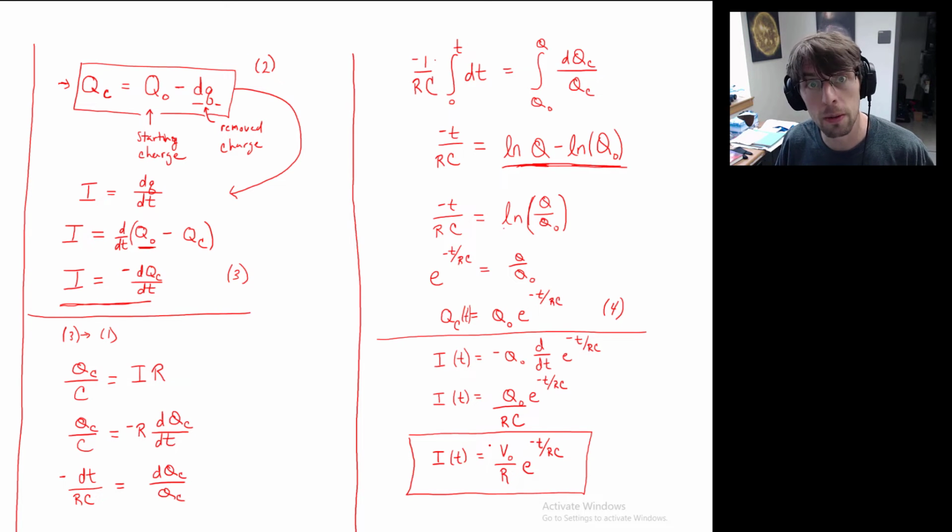So there's one bit. And of course, once you have the charge on the capacitor, if you'd prefer, you could get the potential drop across the capacitor. It's still going to be an exponential decay. Cool. Well, let's go for another round here. Let's go for something a little bit more interesting now.